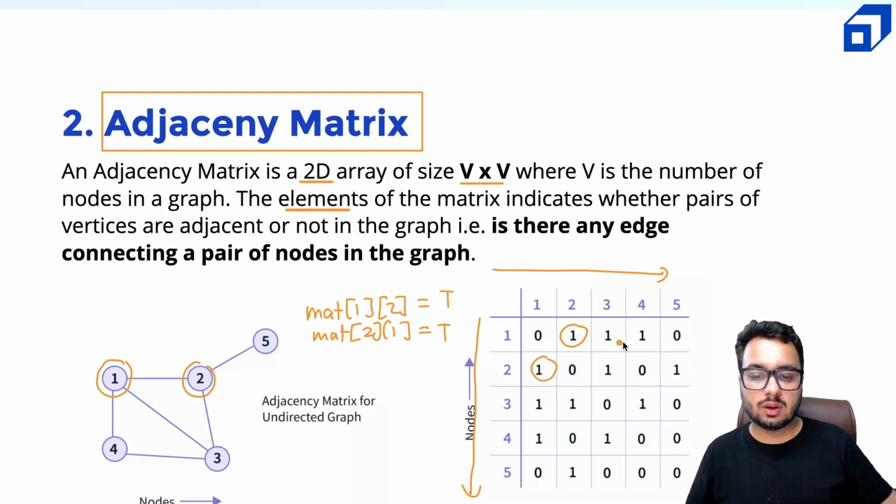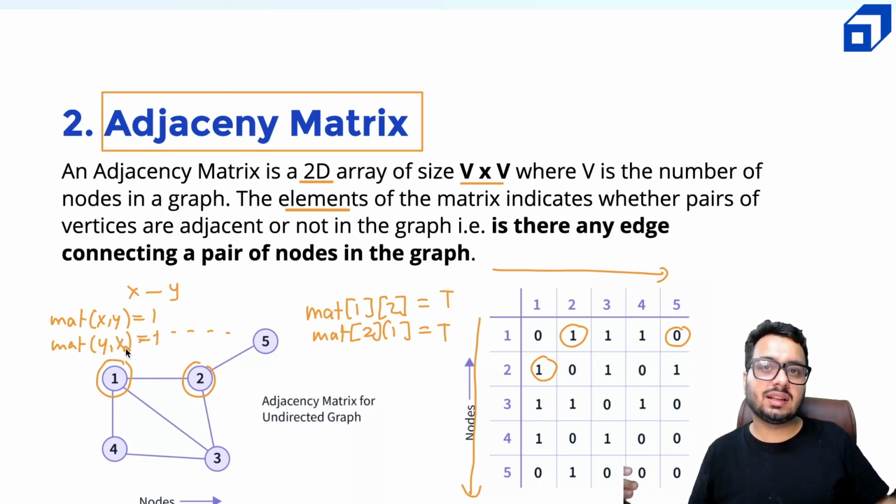This value 1 comma 5 is 0, which basically indicates there is no edge from 1 to 5. So if there is an edge from x comma y, then matrix of x comma y will be set to 1, and matrix of y comma x will also be set to 1. That indicates that x and y are connected. So this is pretty simple.